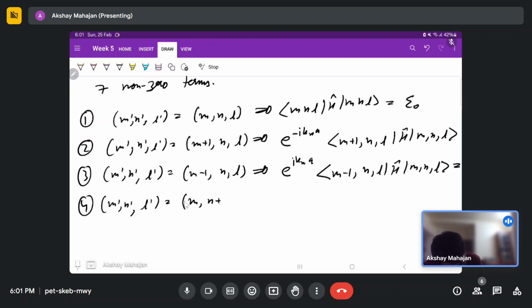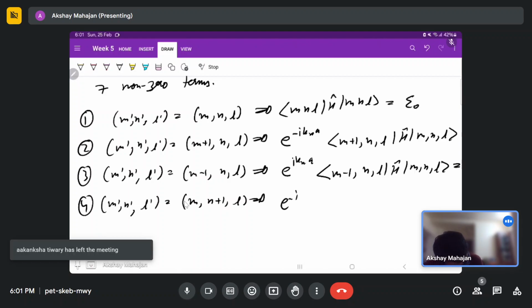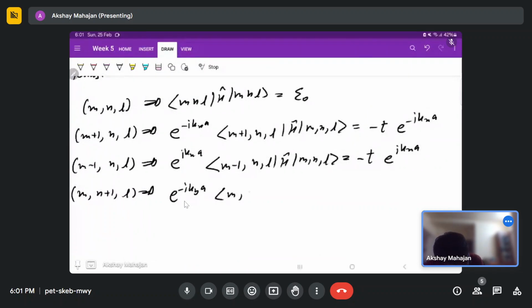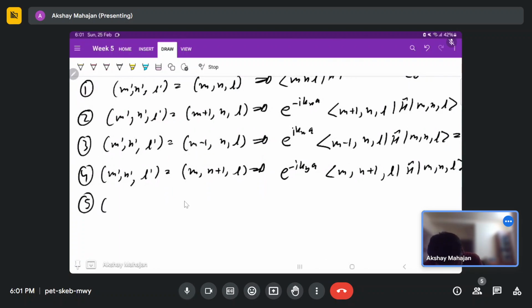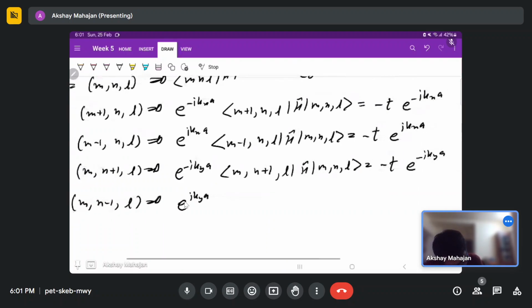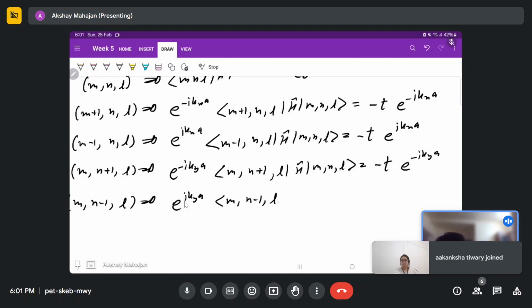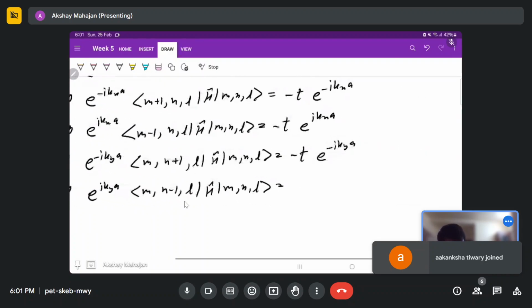Then next will be n plus 1 comma l, which will be e to the power minus iota ky of a times m comma n plus 1 comma l, H cap m comma n comma l, which will give me minus t e to the power minus iota ky of a. Then m prime comma n prime comma l prime will be equal to m comma n minus 1 comma l, e to the power iota ky of a m comma n minus 1 comma l, H cap m comma n comma l.